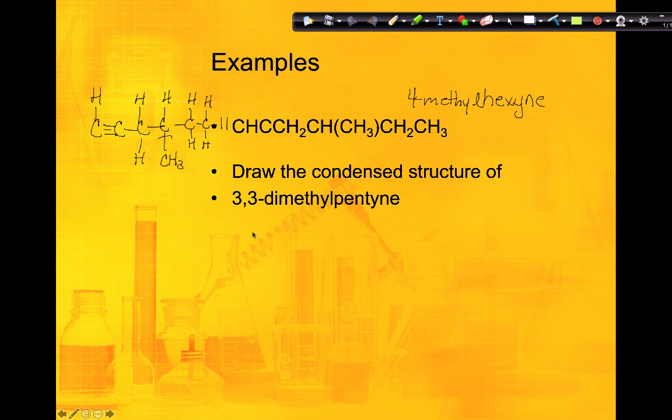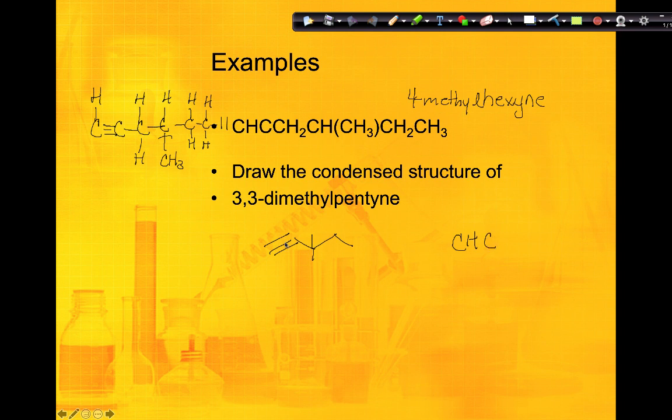All right, so now let's draw a condensed structure. I like to draw it out with the skeletal first. 1, 2, 3, 4, 5. And again, it doesn't give you a number here, so you assume it's at the beginning. So that's my triple bond. Now I go to the third one. 1, 2, 3. And there's 2 of those. Okay, so now I know I've got a carbon here, and it's missing a bond, so it's got to have an H.